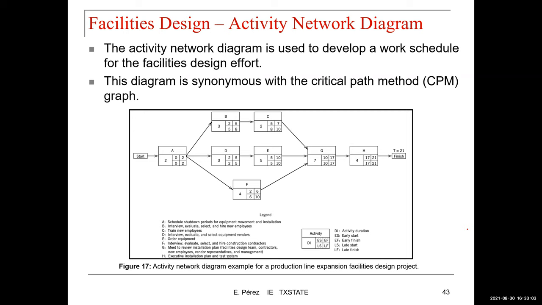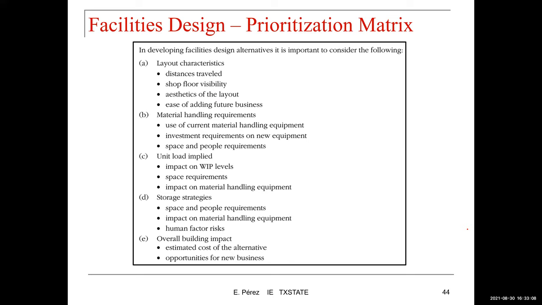And for the prioritization matrix in developing facilities design alternatives, it is important to consider the following: the layout characteristics, distances traveled, shop floor visibility, aesthetics of the layout, ease of adding future business, material handling requirements, use of current material handling equipment, investment requirements of new equipment, space and people requirements.